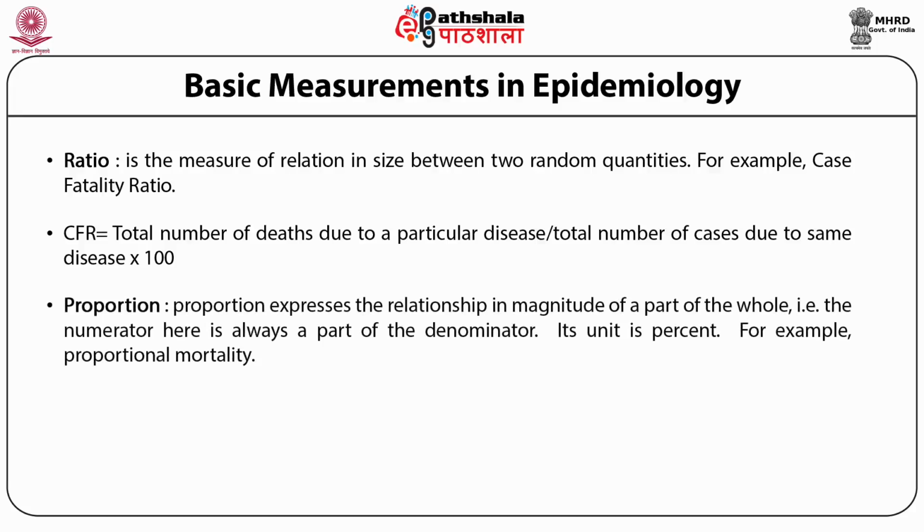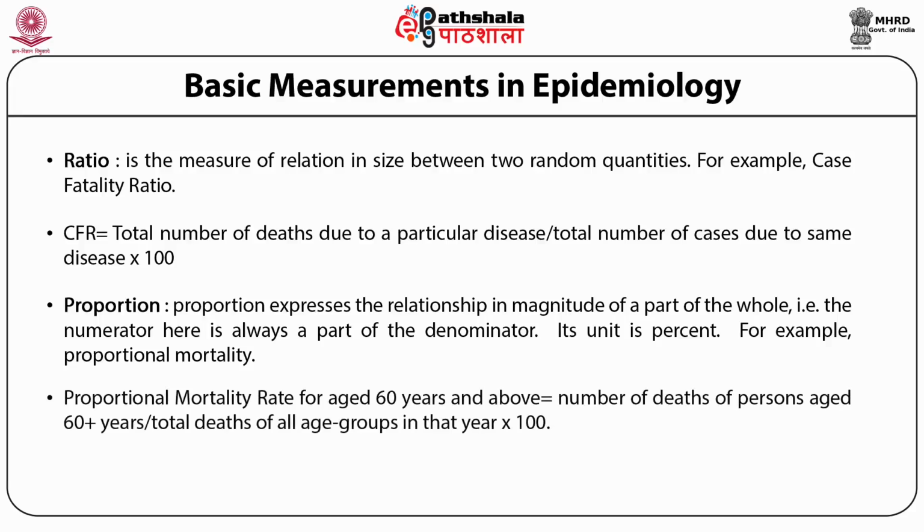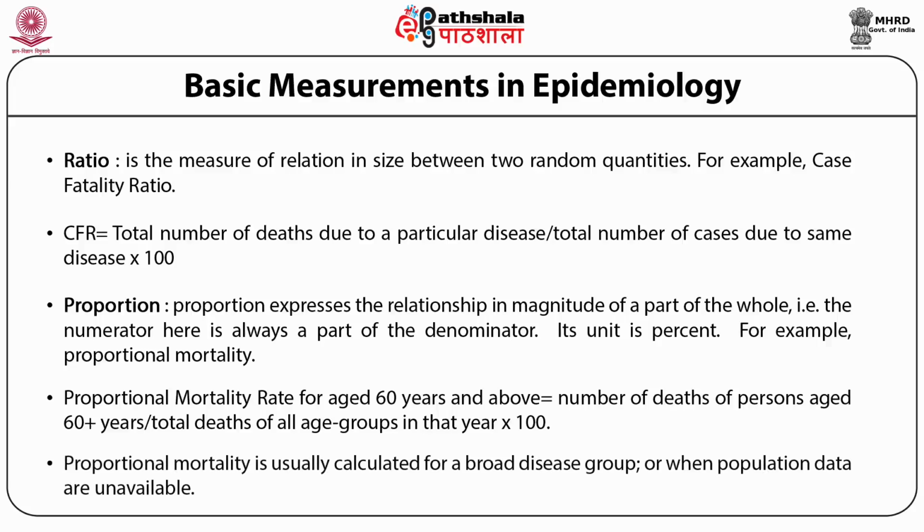Proportion expresses the relationship in magnitude of a part of the whole. That is, the numerator here is always a part of the denominator. Its unit is percent. For example, proportional mortality. Now, the proportional mortality rate for aged 60 years and above is the number of deaths of persons aged 60 plus years divided by the total deaths of all the age groups in that year. The proportional mortality is usually calculated for a broad disease group or when the population data are unavailable.